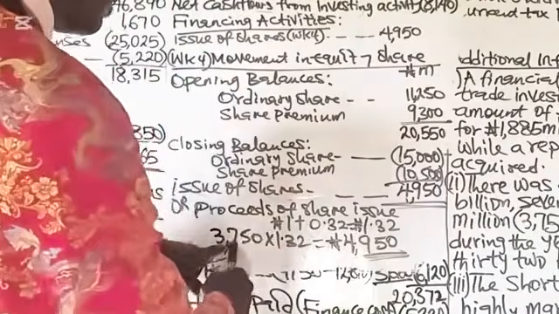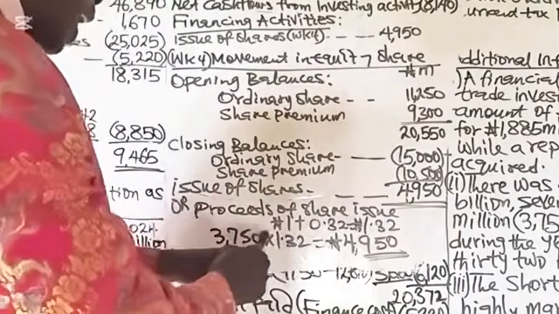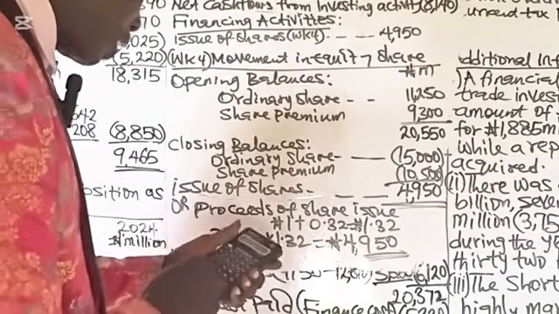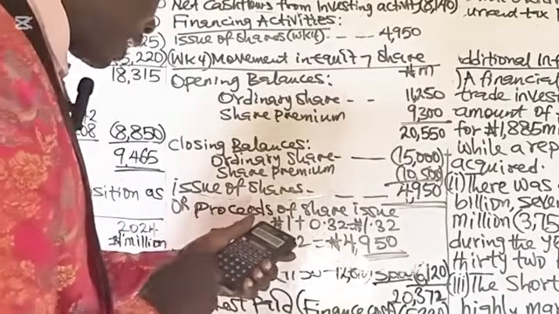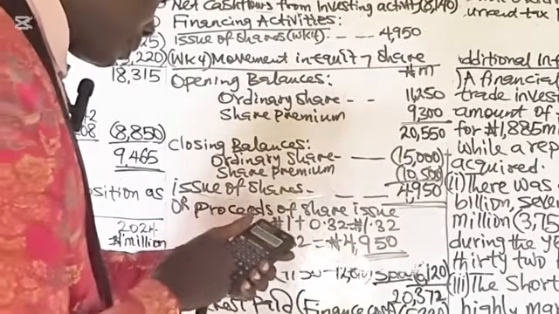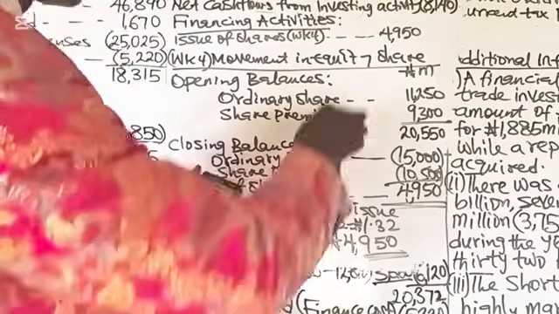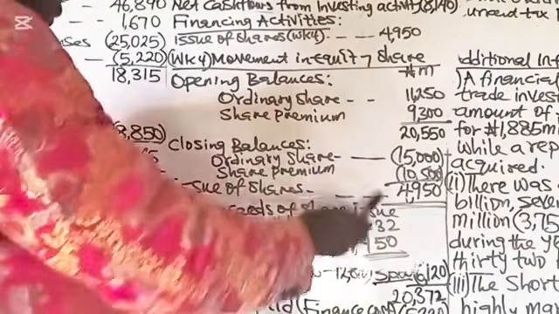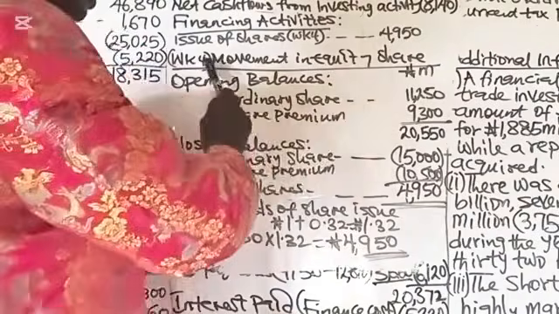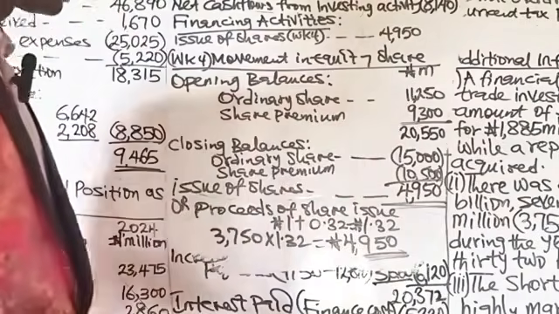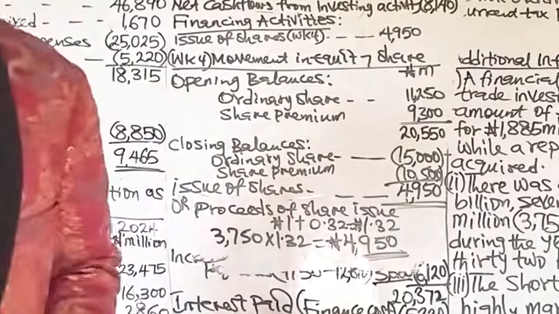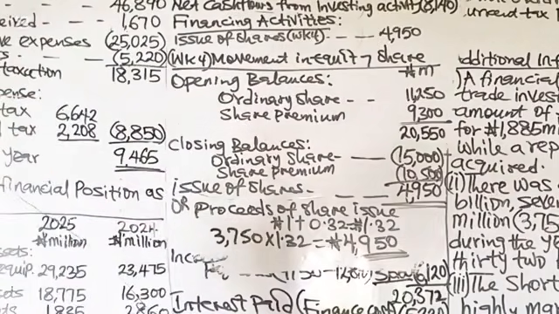1 times 3,750, you report 3,750 separately. 0.32 times 3,750 will give you the premium. You record 1,200 as a share premium separately. You record 3,750 as the par value. You record the premium separately in your statement of cash flows. If you do it that way, it is equally acceptable. So that is the issue of shares.